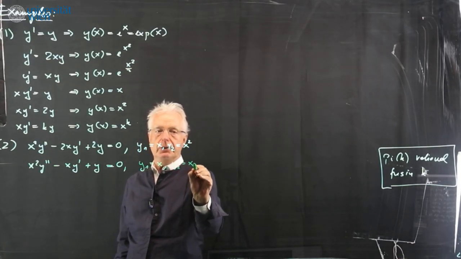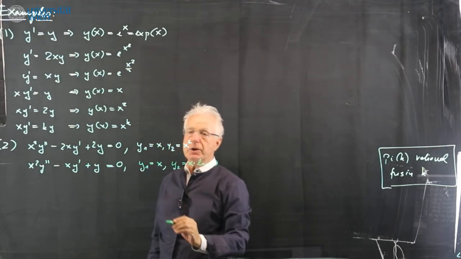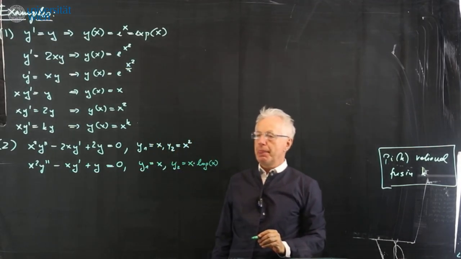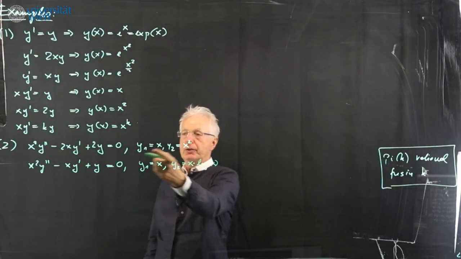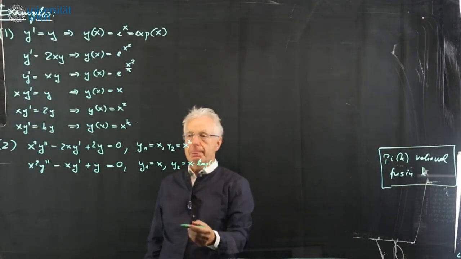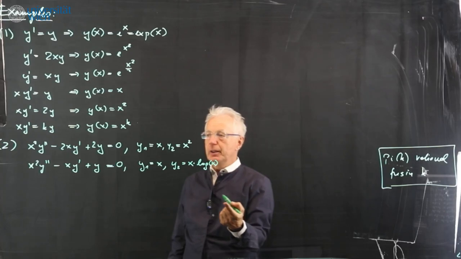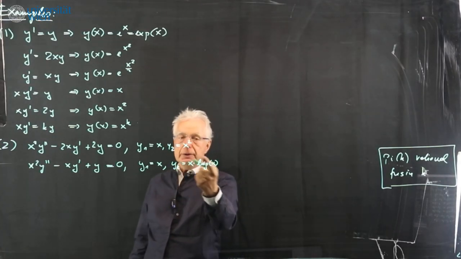y2 is x times log of x. So you get a logarithm here, and of course you just plug it in and you see these are two linearly independent solutions, so you have a basis. But what is interesting is not to guess this solution, but to deduce that it must be like this.